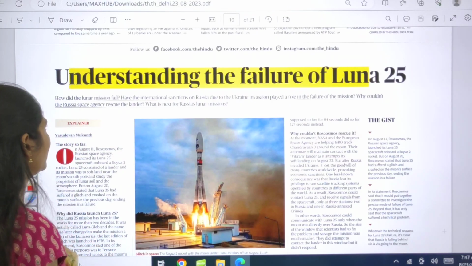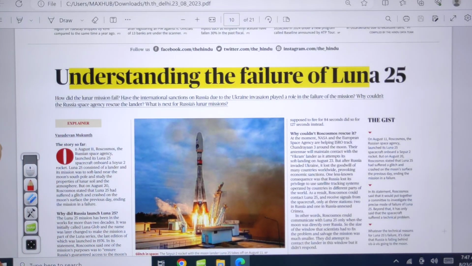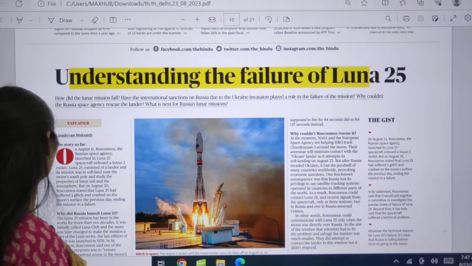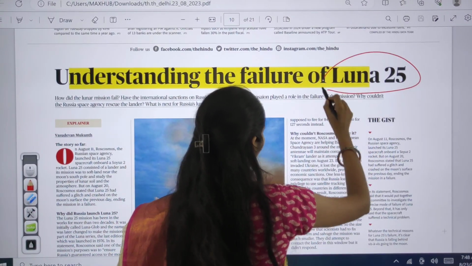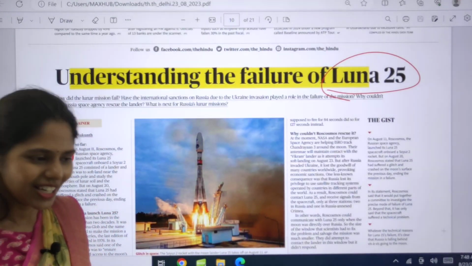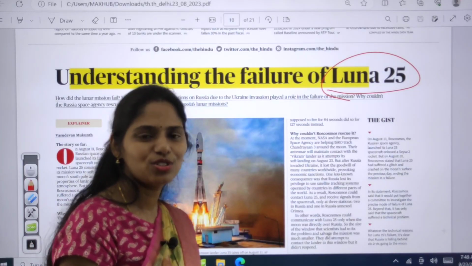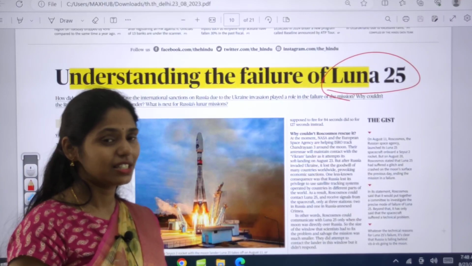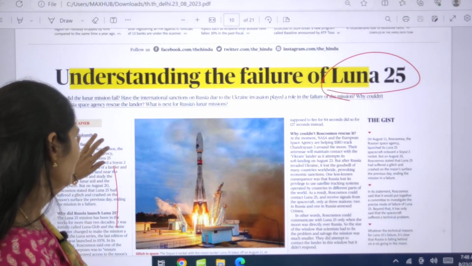In this text and context, there is one article regarding understanding the failure of Luna 25. Here you have to understand what this Luna 25 is. You may get a question like: recently Luna 25 was seen in the news, so what is it regarding, or which country launched this? In this way you can expect a question regarding Luna 25.